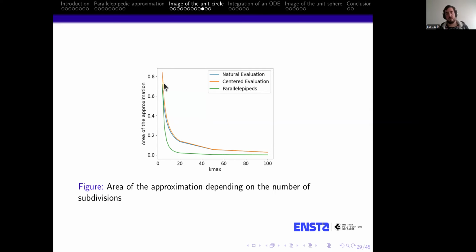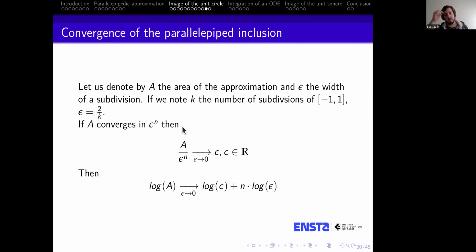So we wanted to know if we were effectively converging faster. Let's take a look at the convergence. If I note epsilon the width of a subdivision of an input interval, and our area A converges in epsilon as a power n, it means that as epsilon approaches 0, the log of my area will look more and more like a line, and the slope of this line will be n, the order of convergence.